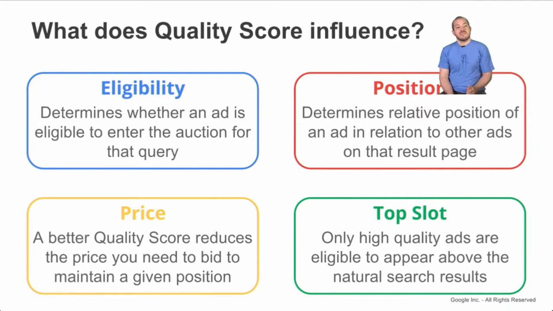Finally, this also affects the top slot. On AdWords search results, there are 3 top slots that allow you to show your ads above the organic query results, and only the ads with the highest quality score are eligible to show up there.